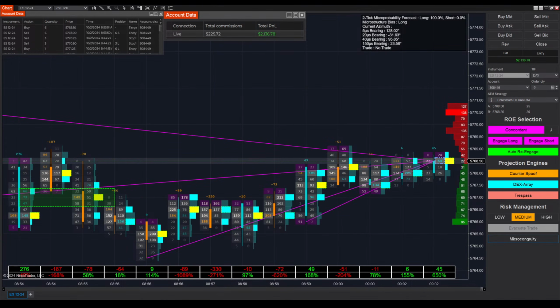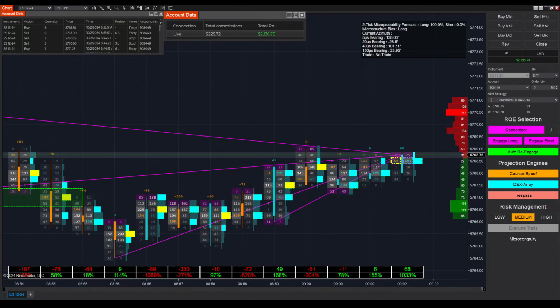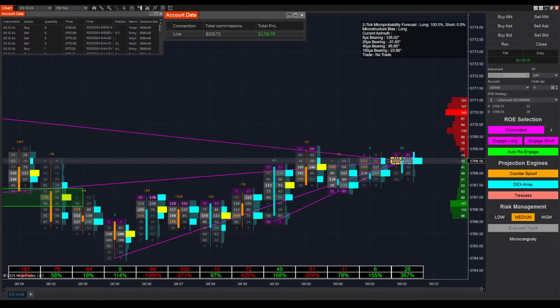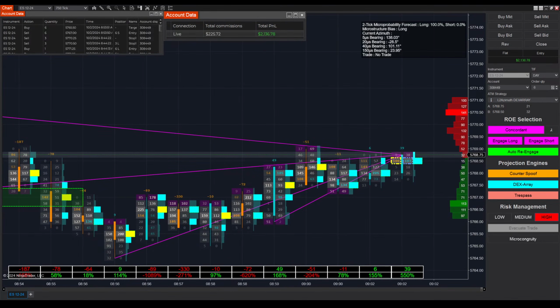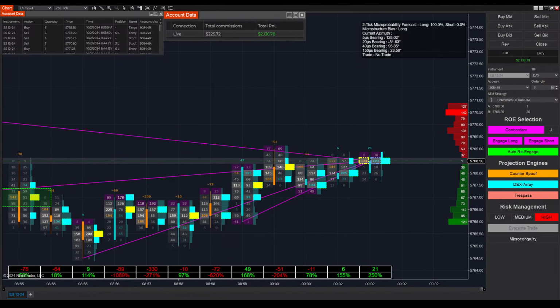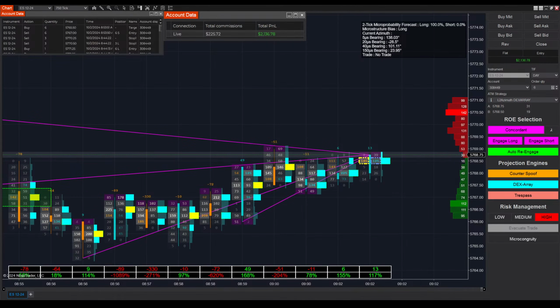Here, guys, I'm going to turn off microcongruity. We're going to disable that because I want to get filled into some more trades. Now, the actual trades here, and I'm going to set my risk management to high. So I think we'll get filled pretty quickly into something here.